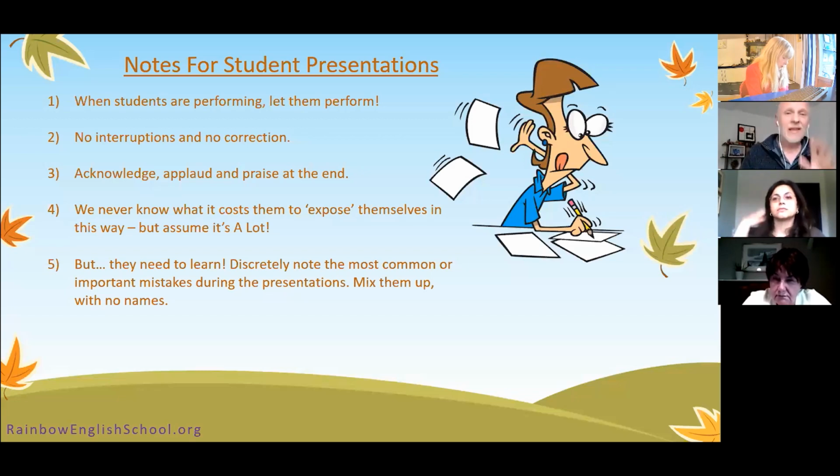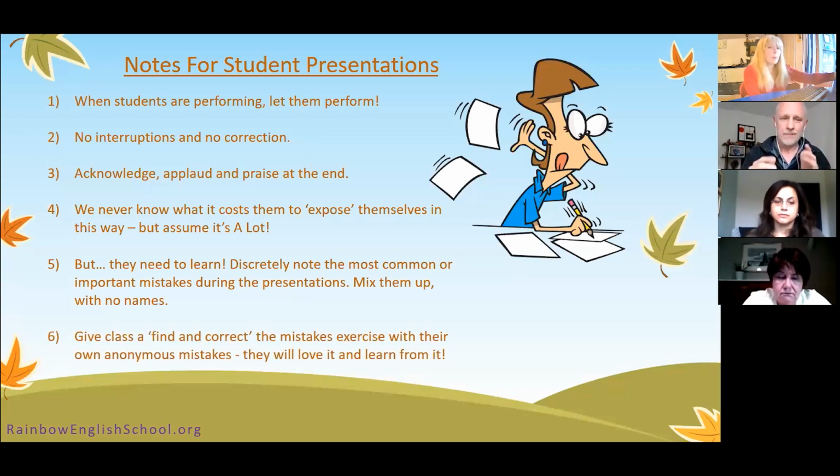And then the mistakes are anonymous. You know, I don't put their name next to them. And then I will give them the piece of paper with all the mistakes to the class. It's an exercise, but it's not an exercise from a book. It's not an exercise that I got from the internet. It's their mistakes, but nobody knows whose mistakes they are.